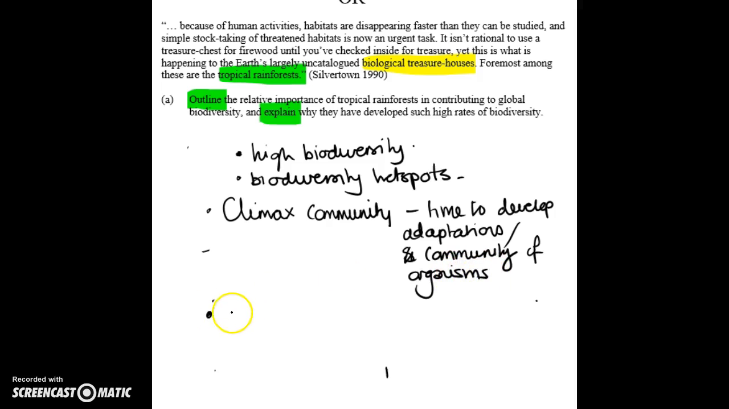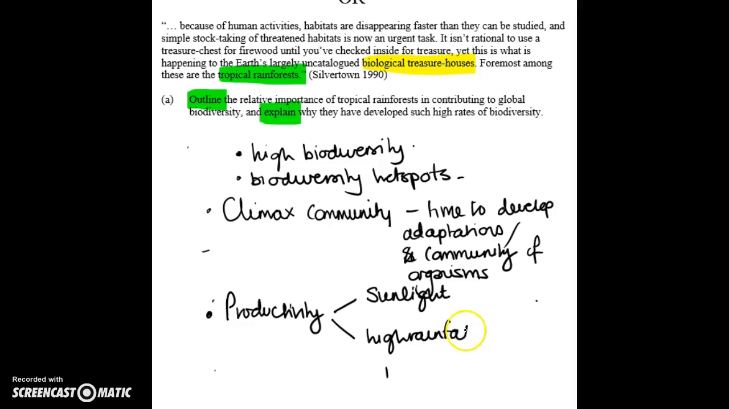Second of all, because it's highly productive, so we're going to mention its productivity. It's highly productive because they tend to be near the equator, so they have a lot of sunlight, and they have high rainfall. So those are the two things required for plants to grow. And so they're going to grow a lot. And because of that, you're going to have a lot of organisms all cramped into the same space because they've all got plenty of resources. So instead of light or rain or water being the limited resource, space becomes the limited resource.